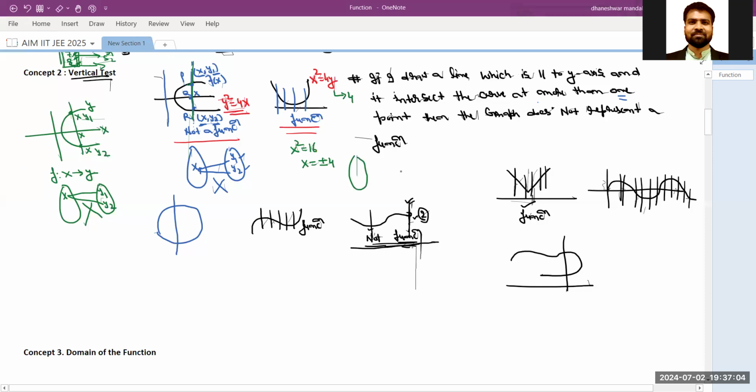So now I draw the mapping of these values. Here we have one value of x. Here we have another value of x. And what is the value of y? y is 4. Now connect this value with 4. And now connect this value with 4. Is this a function or not?